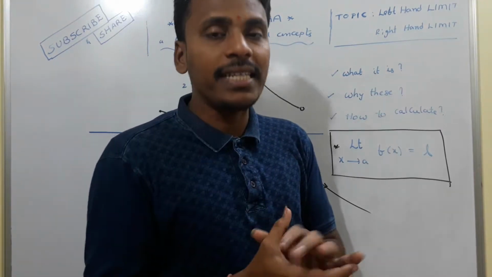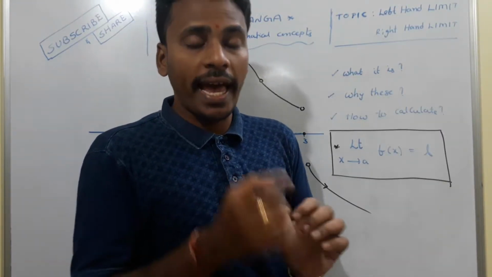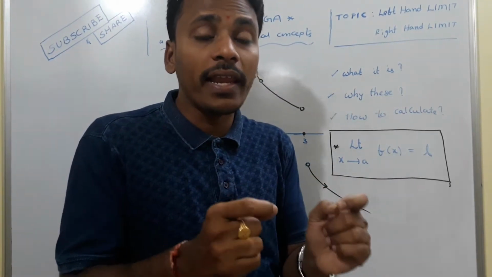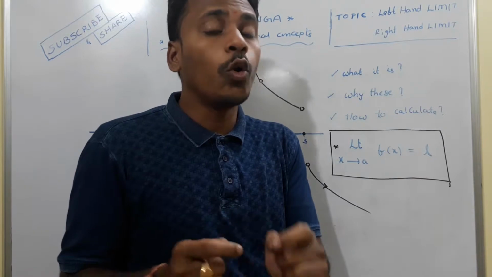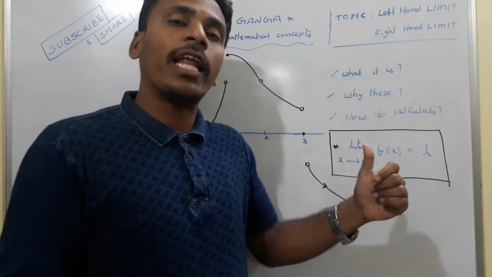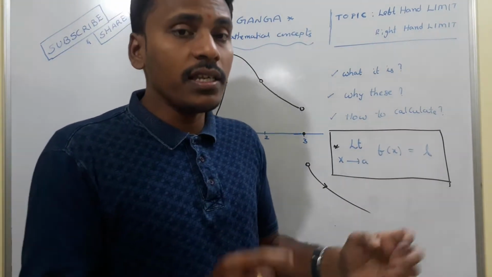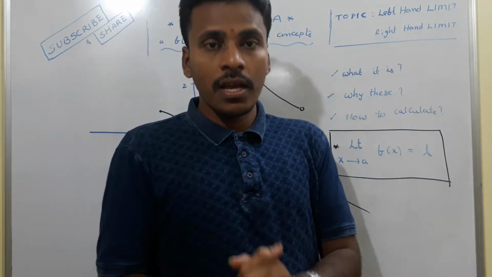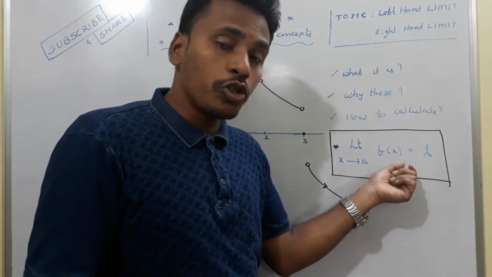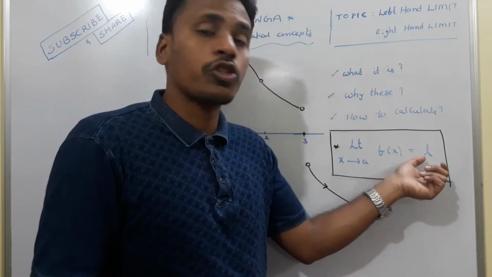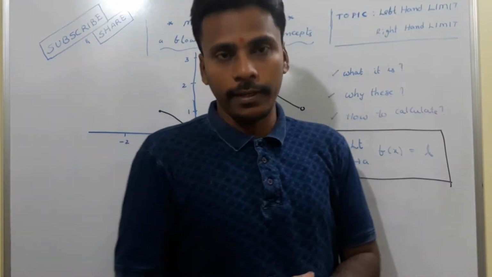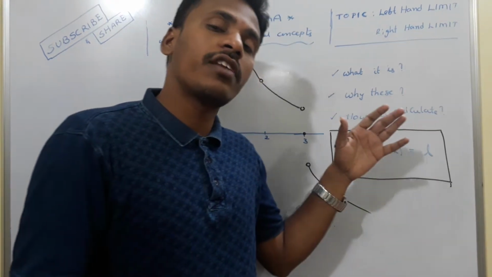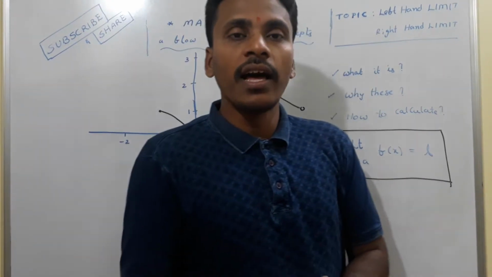We need to keep in mind that x should not be a. X is very near to a, but we don't consider x as a while calculating limit x tends to a. Since x is closer to a from the left side, if f of x approaches L, that is called the left hand limit. And if x is running towards a from the right side, and f of x is running towards L, then we call it the right hand limit.